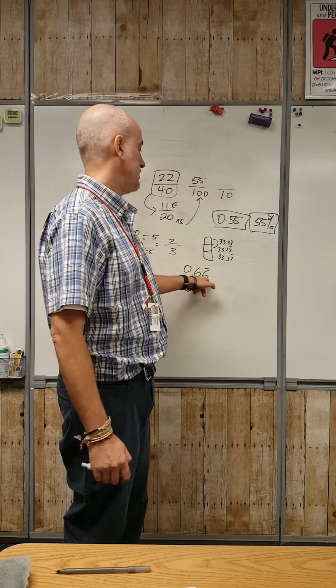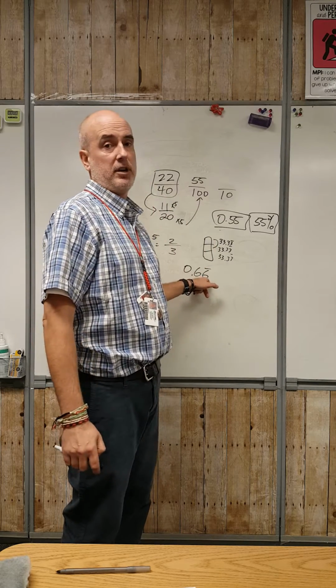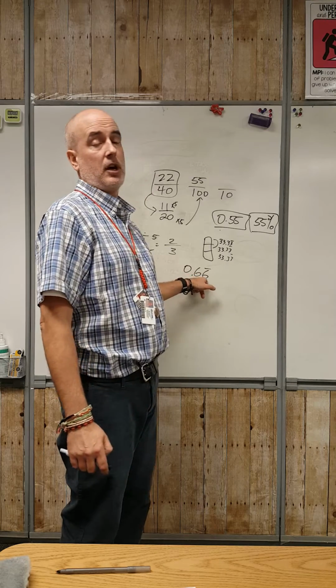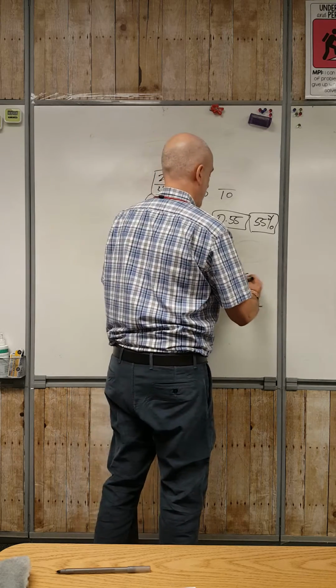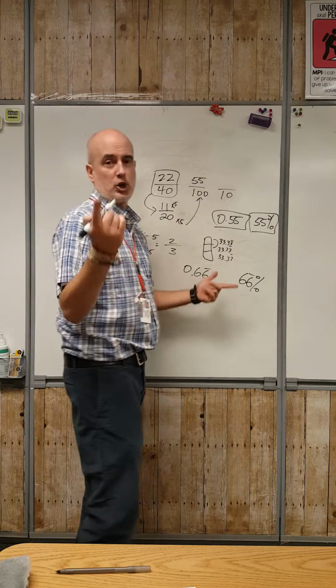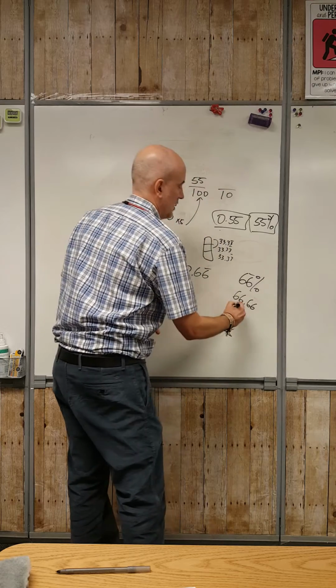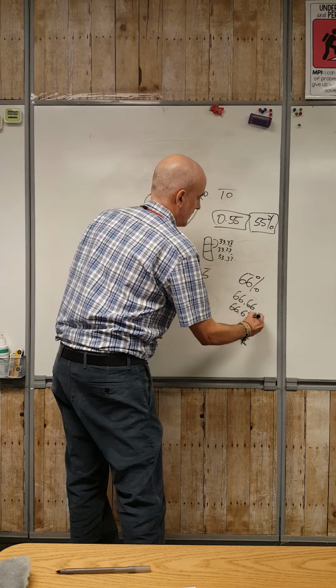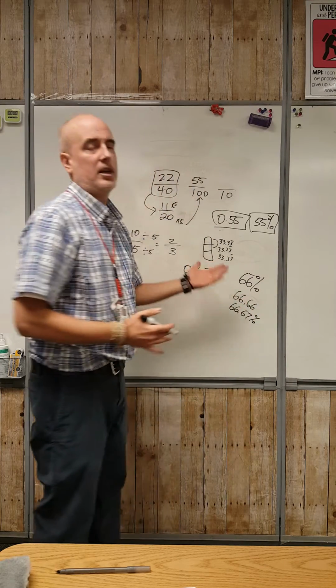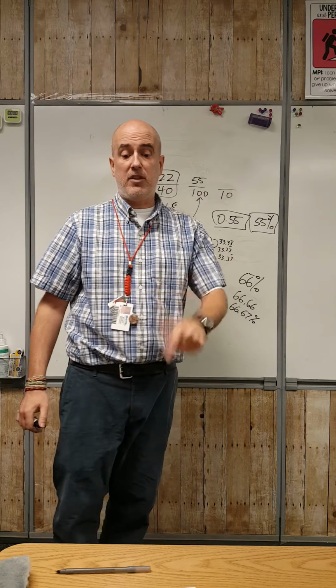Then I need to make this into a percent. We know that percent means out of 100. This is 66 hundredths. So it would work out to around 66%, something like that. Students could, if they wanted to, do 66.66% or even 66.67% and round it up. I would probably accept any of those as evidence that they know how to convert.